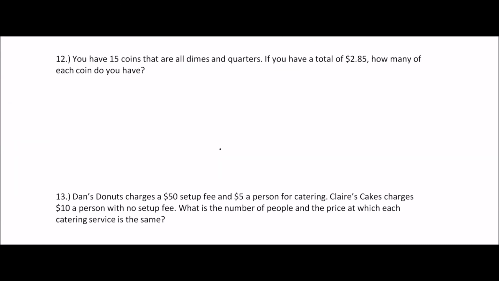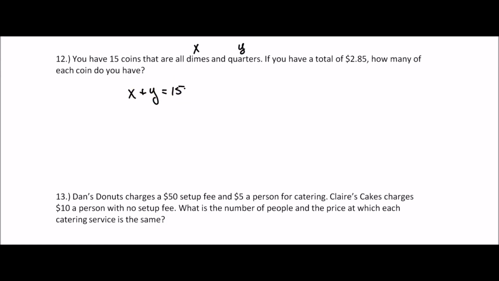This one we have 15 coins that are all dimes and quarters. If you have a total of $2.85, how many of each coin do you have? So again, if I want to say x is the dimes and y is the quarters, that means the number of dimes plus the number of quarters should equal the total number of coins, which is 15.